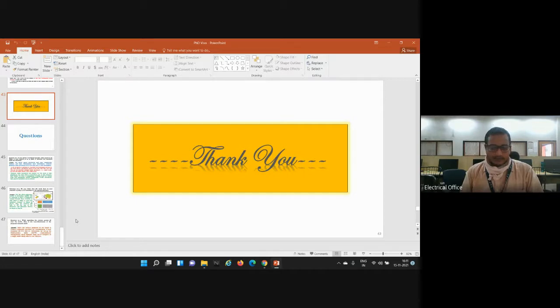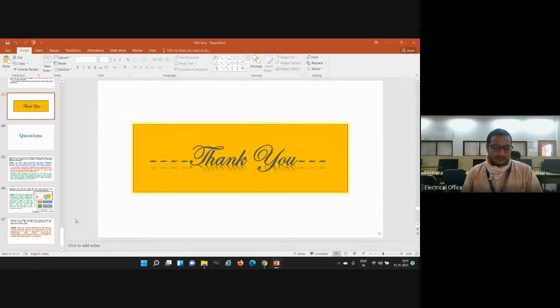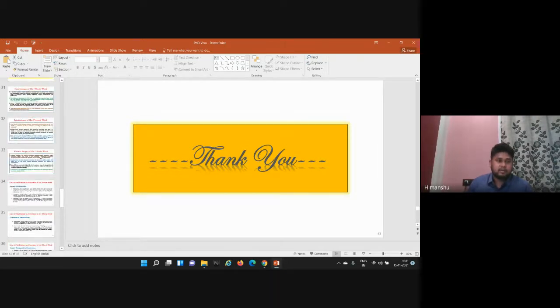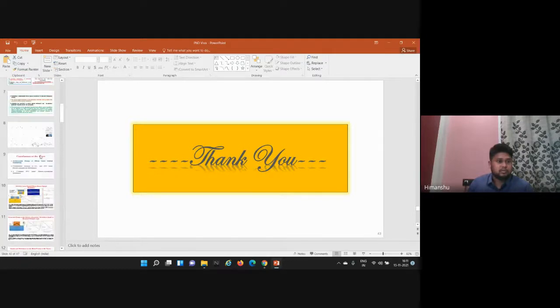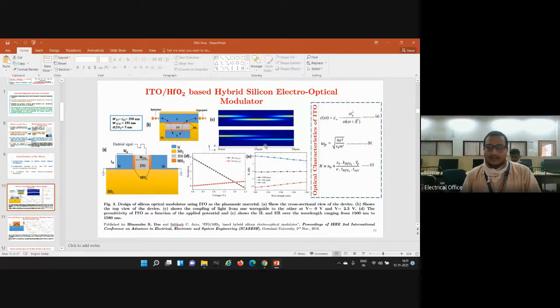Excellent work, Himanshu. I have a few queries, and the first is very basic. What are the losses and speed you have targeted for the first modulator which you designed in your very first work? Yes, sir. So the losses for the off-state are around minus 0.10 dB, and the losses for the on-state are around minus 8.35 dB. Okay, so we can consider it around minus 9 dB.